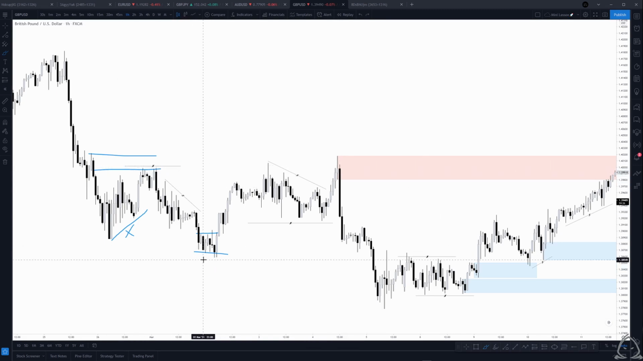Then what do we see? Let's keep that there. We see that we have equal highs here. That was part of this mitigation of this supply zone. And we can see as we sweep that liquidity, we also create a range in price right here. We also have equal highs. So we've swept that bit of price action as well.